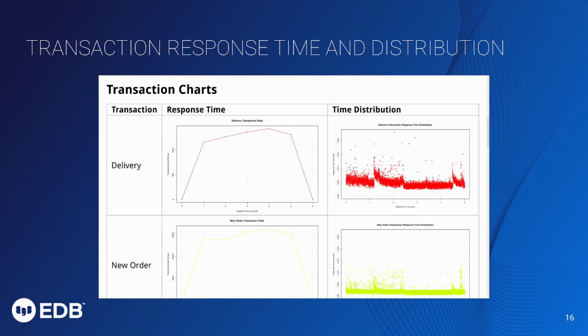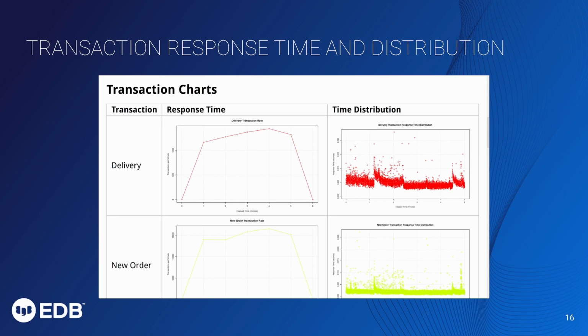Another way that we can look at the test data to determine whether the test was executing efficiently is to visualize the response data. So what I'm showing here, to primarily focus on the delivery transaction, are two charts. One is the aggregated transactions per minute over time on the left, and on the right is a scatter plot of the response time of each transaction when it was executed.